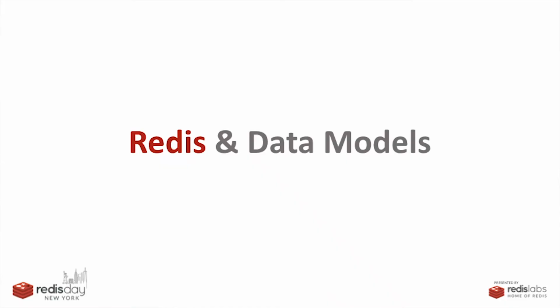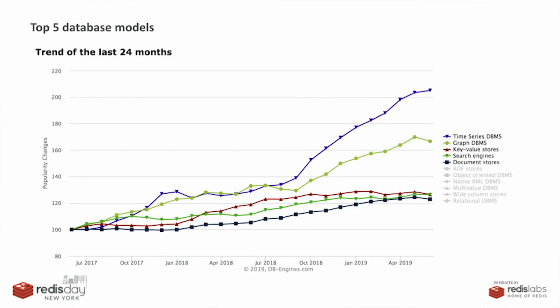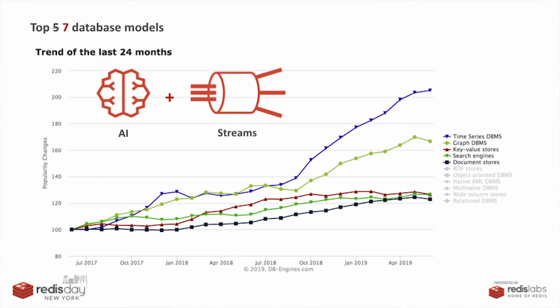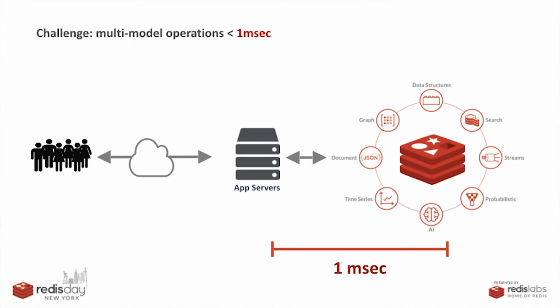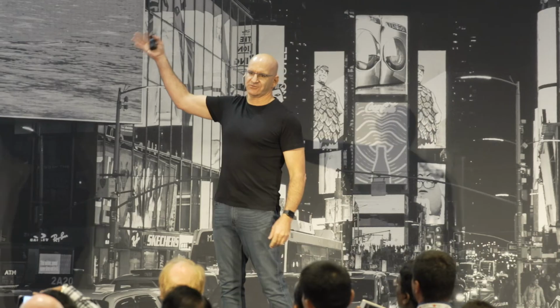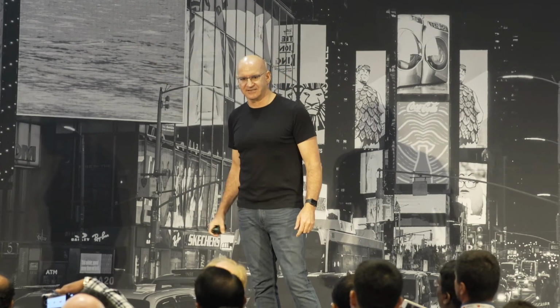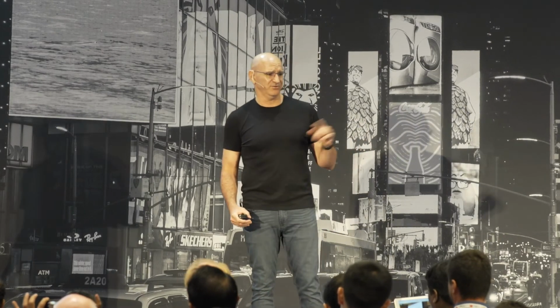My last topic is about Redis and other data models. Again, let me return to the figure I showed you initially about the 5 popular data models that today are running in databases. We think practically there are 7. We need to add AI and stream. This is not only the 5 that DB-Engines shows. And the challenge, of course, is how you can run the new Redis with all these modules and maintain sub-millisecond latency. And in many of your next-generation application transactions, you will combine use cases. It won't be just a single use case.